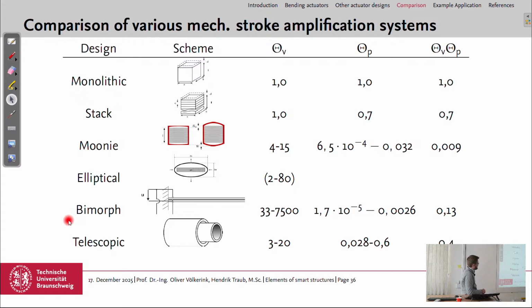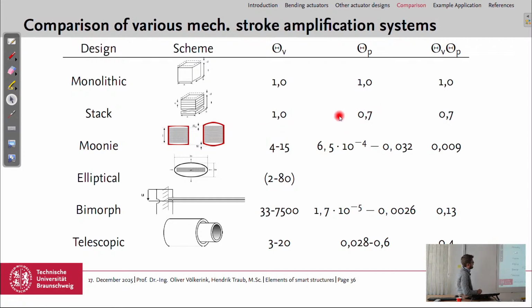The bimorph has a better quality criterion, also higher amplification factors, so the force reduction is maybe also high, but in the same range as before, but we have a higher stroke amplification, so the quality criterion is also higher, and the telescope is even higher because the force reduction is not that high in the system, so we get high forces and an average stroke amplification. The stack actuator is also mentioned here.